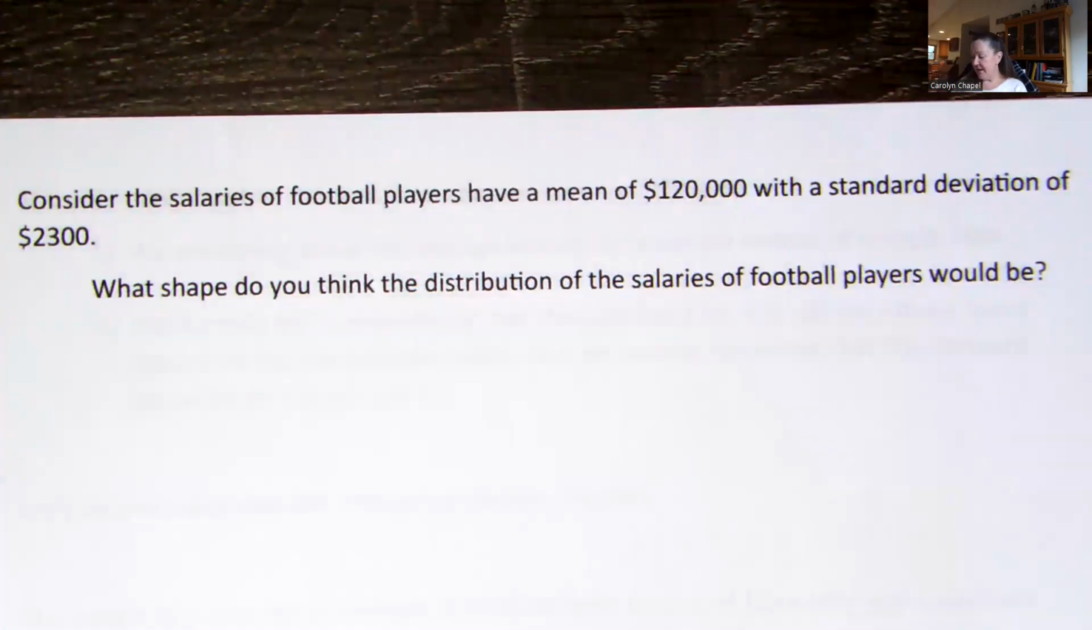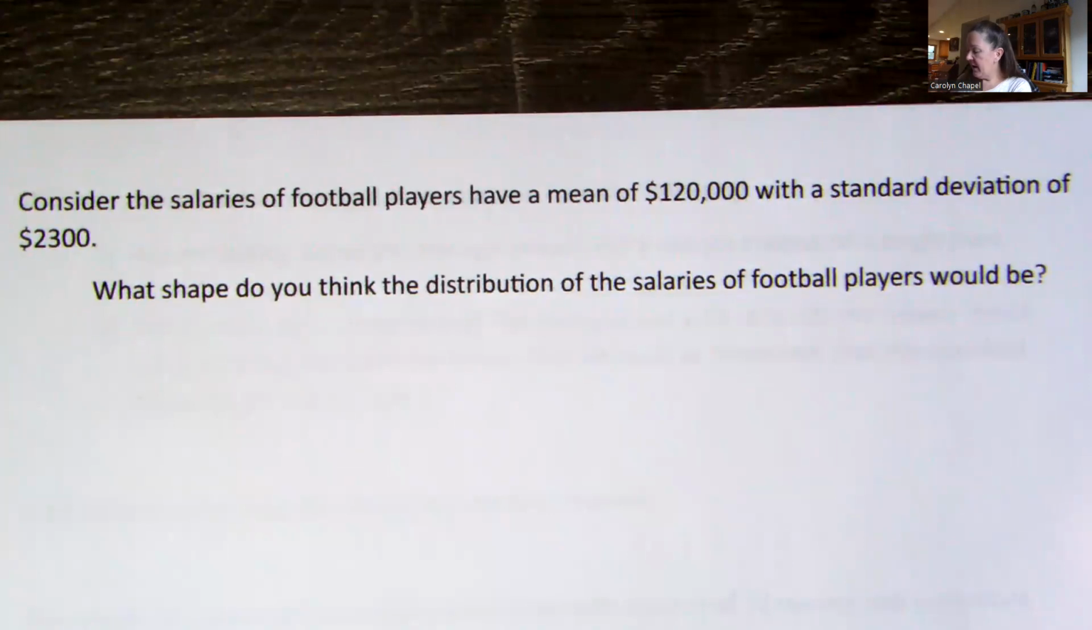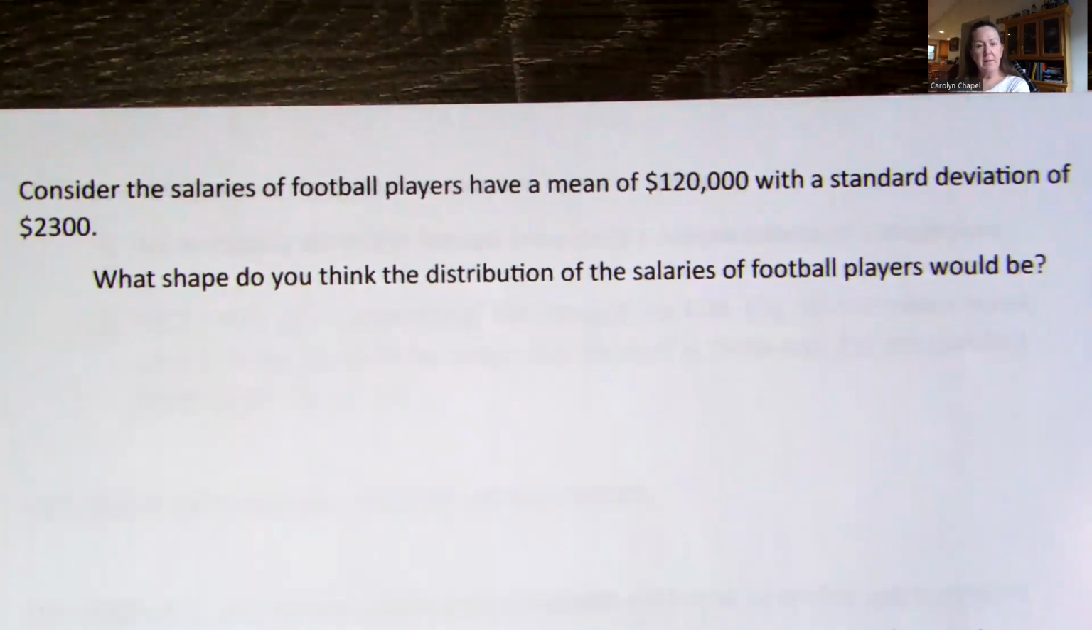But we're going to look at a sample of some football players. So we're looking at the salaries of football players, and they have a mean of $120,000 and a standard deviation of 2,300. And the first question I have here is, how do you think the distribution of salaries for these football players would be? What shape do you think it would take on? What would it look like if you were graphing the salaries for football players? So I'm going to give you just a few minutes here to think of that before I jump in and explain.